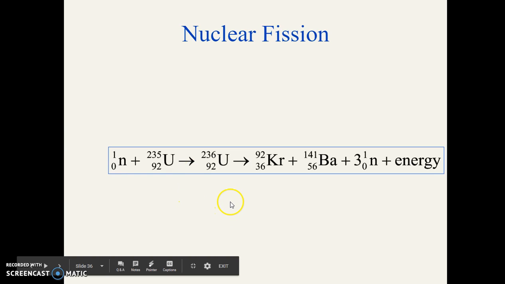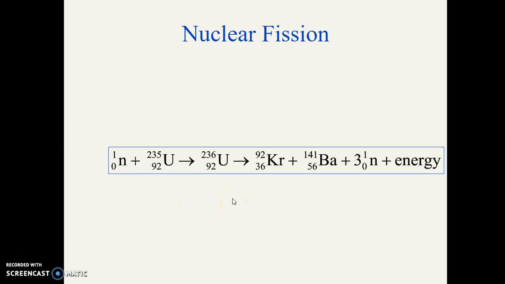This is a very simple kind of nuclear fission reaction. I know it doesn't look very simple, but it really is. All you do is bombard uranium-235 with neutrons. When you do, it forms uranium-236, which is unstable. And then that leads to nuclear decay. And when it decays, it gives off krypton-92, barium-141, 3 neutrons plus energy.